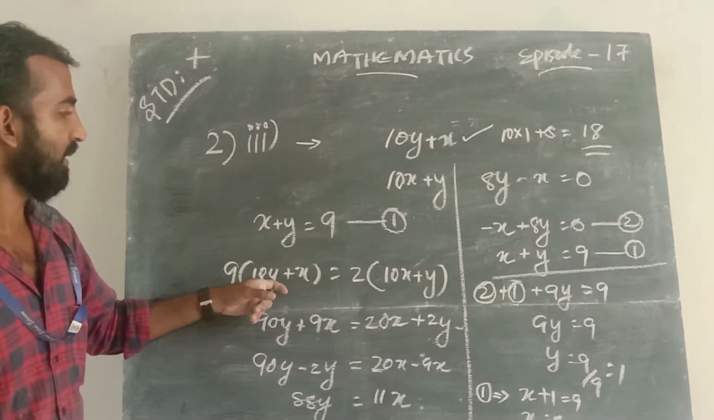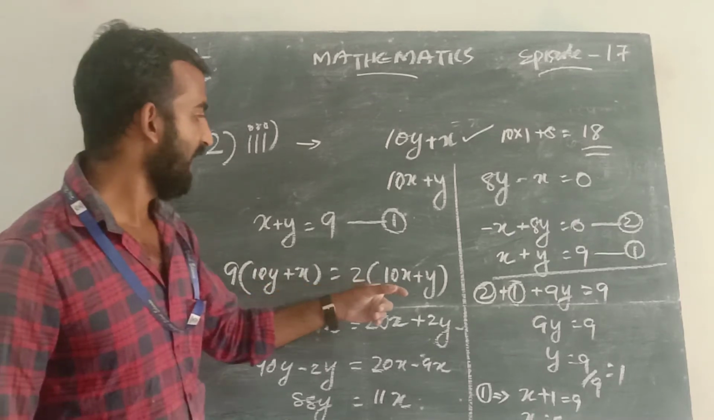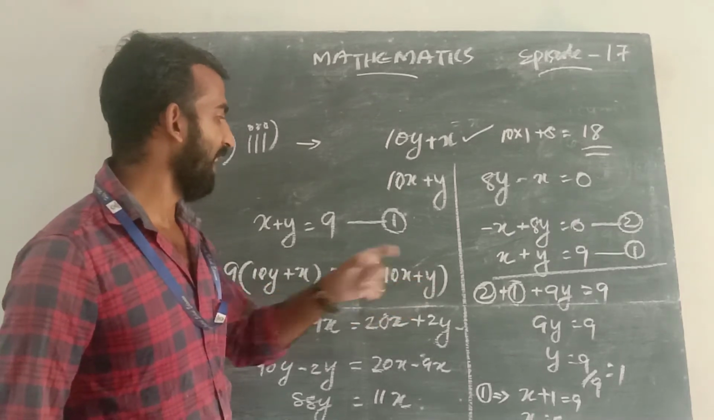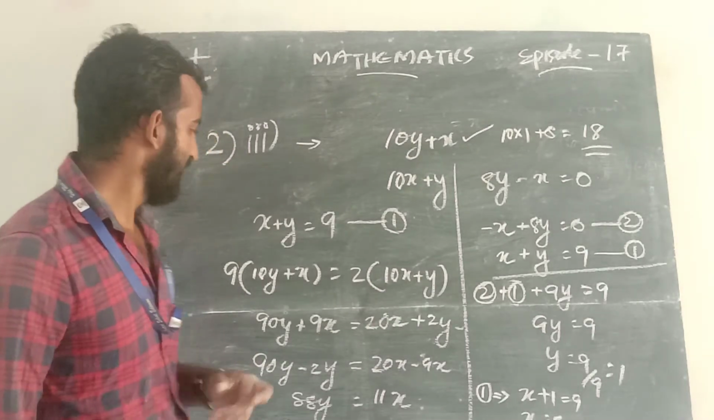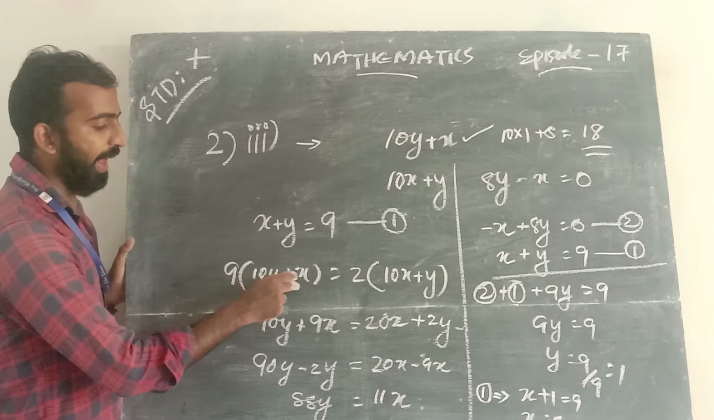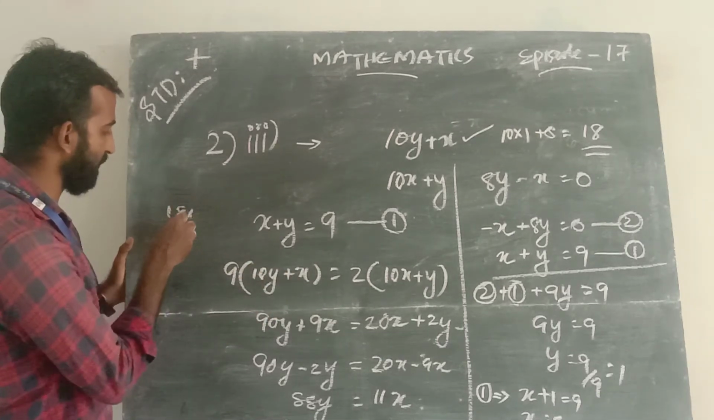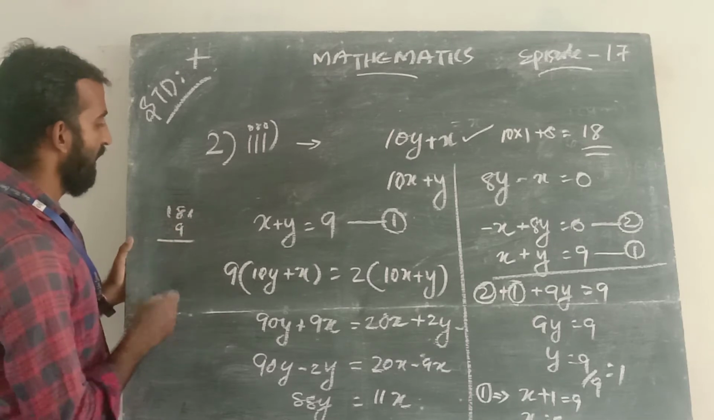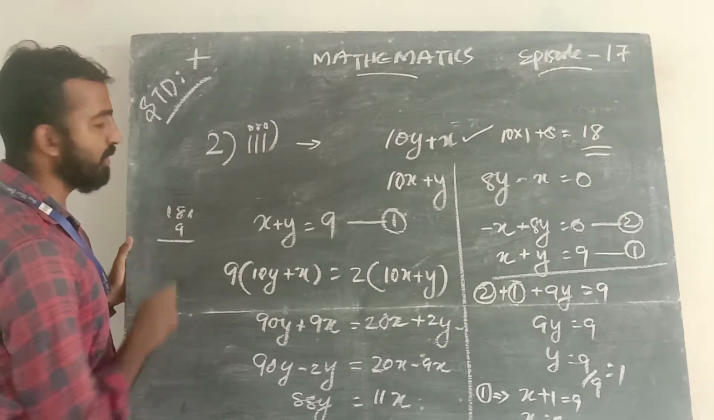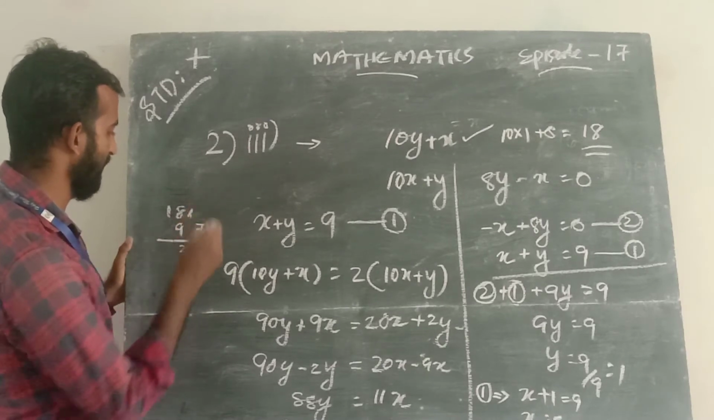Here we can write 10 into 1 plus 8. Here we get 80 plus 90. Is it? That is, here we get 10y plus x. What is 80? That is 80 into 9. What is the answer? 8 into 9? 72.